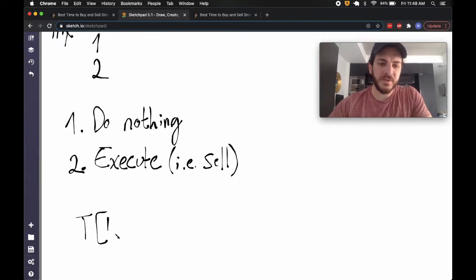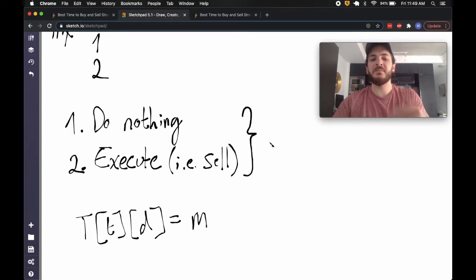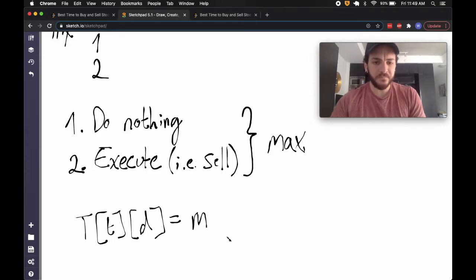In my table, for some transaction T and for some day D, either one of two things can happen. And for both of these, by the way, how am I going to make my decision? Assuming a perfectly rational consumer, I'm going to choose whichever one leaves me better off, whichever one is going to maximize my wealth. If doing nothing is better than executing, I'm going to do nothing. If executing a sale is better than doing nothing, I'm going to execute a sale, all right?